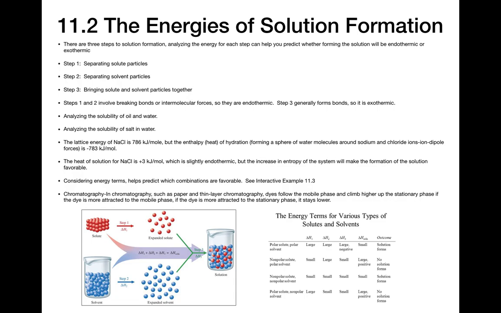If the dye is more attracted to the stationary phase, it's going to latch on to that stationary phase and not be moved up the paper or the thin layer chromatography strip. And you're going to get the dye separating that way depending on which ones are more attracted to the mobile phase, which ones are more attracted to the stationary phase. Generally, you can assume that it will be more attracted to the one which it has more similar polarity to.